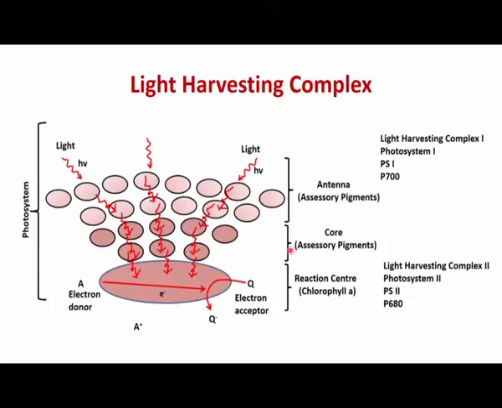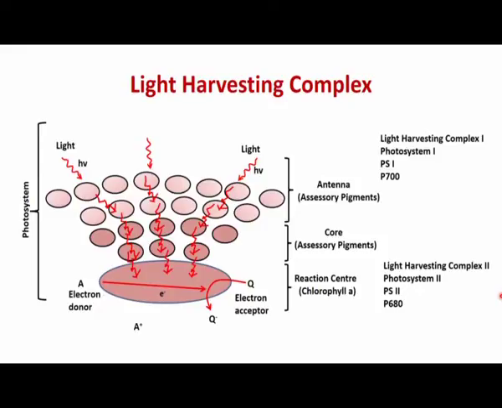So, the light harvesting complex 1 exists in two different forms. One is called LHC1 P680 and the other LHC1 P730, and these two are collectively known as photosystem 1.